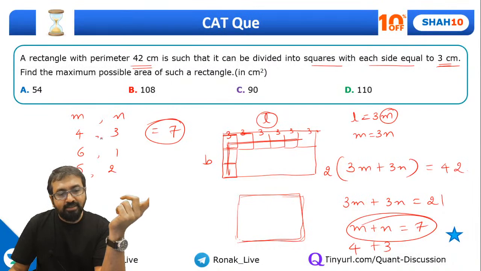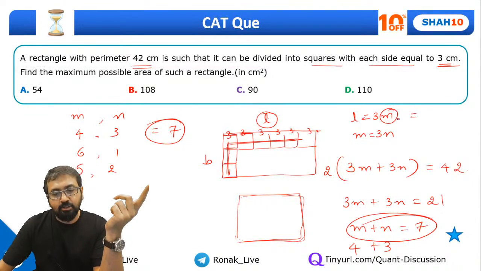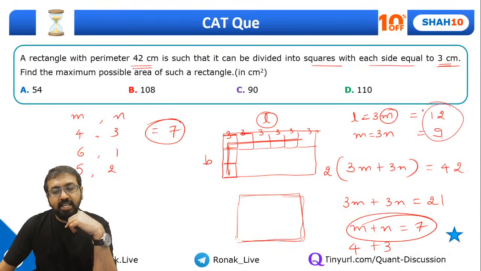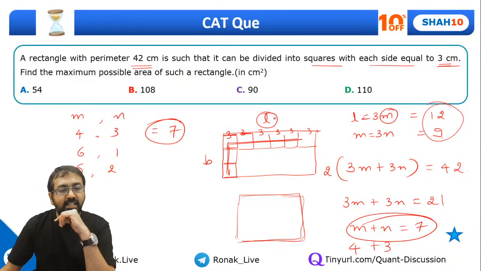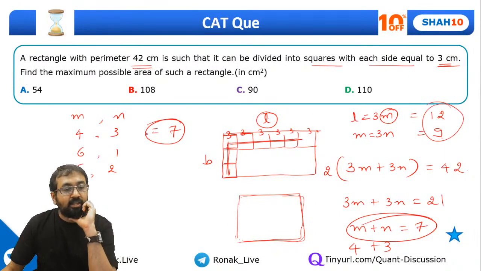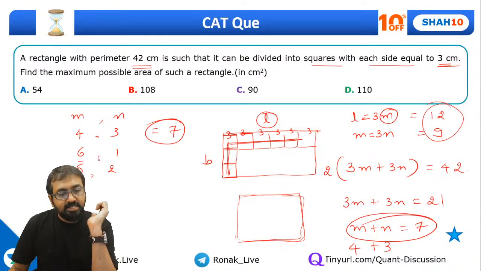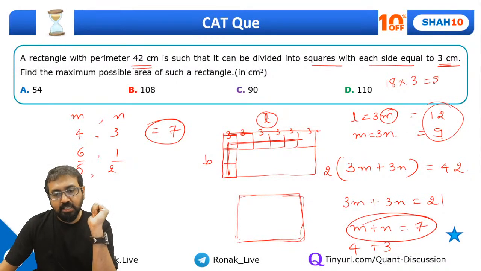If I take 4 and 3, what will be the length? Length will be 3 into 4, 12 units, and the breadth will come out to be 3 into 3, that is 9 units. And what will be the area in that case? It will be 108, correct? Okay. What if I take this as 6 and 1? So if I take m as 6, 6 3s are 18, I'll be taking 18 as the length, and the breadth will be 3 into 1, that is 3. So area will come out to be 54.